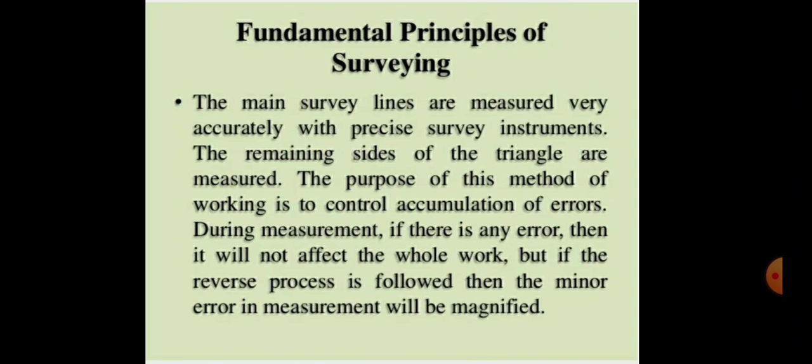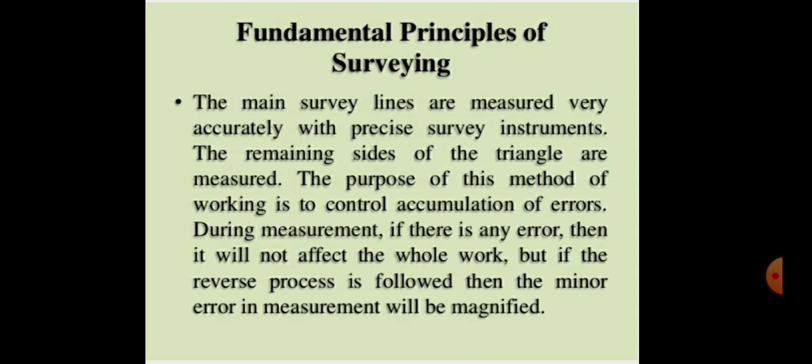Then read out this point. The main survey lines are measured very accurately and precisely. Very accurate survey instruments are used when you consider the main survey lines and main control points, because with the help of those only the remaining portions will be considered. And the purpose of this method of working is to control accumulation of errors, as I have discussed, that it is used to localize the errors.